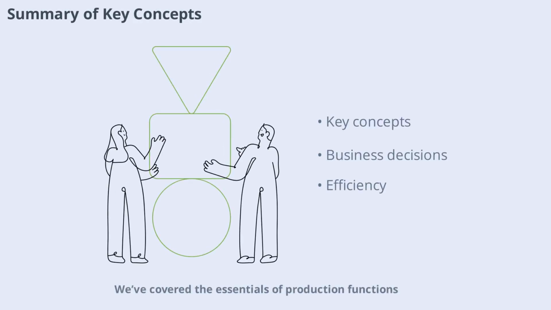We've covered the essentials of production functions, including the differences between short-run and long-run production, the marginal product of labor, and the law of diminishing returns. These concepts are crucial for making informed business decisions and understanding how firms operate efficiently.